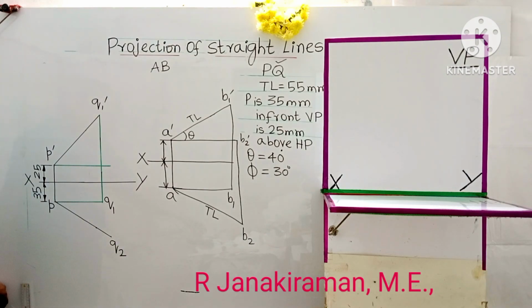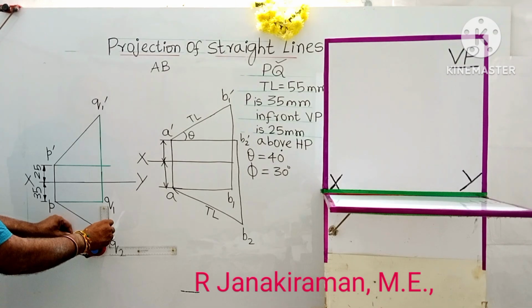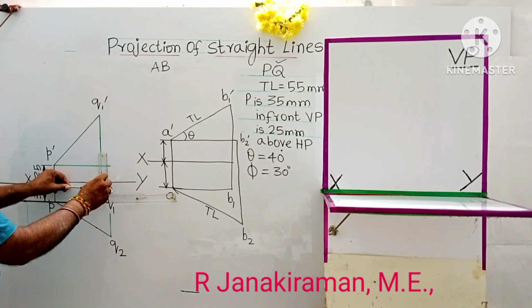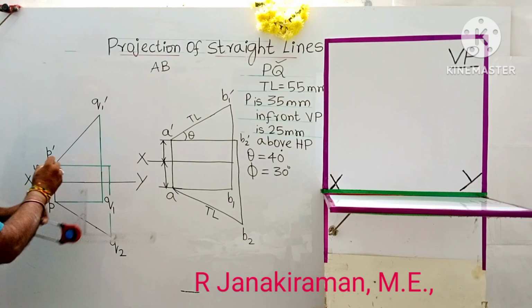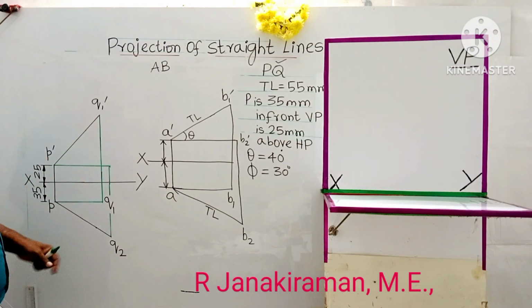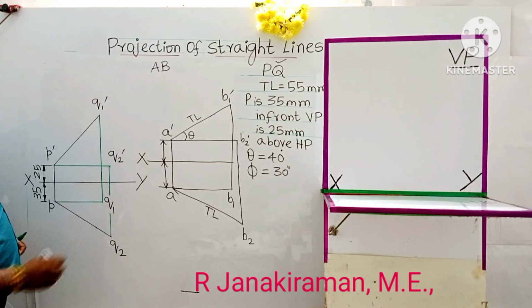Understood? So there you draw a vertical projector using the vertical scale of a drafter with a 2H pencil. This line, where it intersects with this locus line passing through B dash, this point shall be marked as Q2, that is Q2 dash. Letter with a dash. Okay.